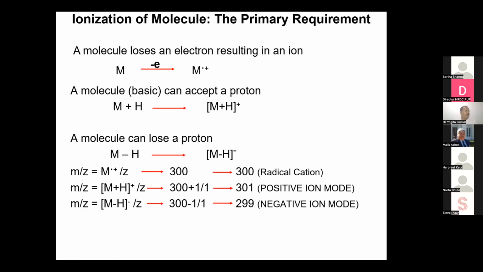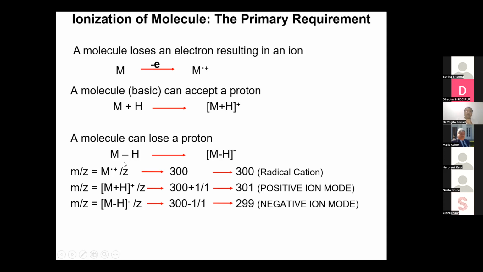A molecule can be ionized in certain ways. One is that a molecule can lose an electron by a certain method, which we will see in subsequent discussion, to form a radical cation. So this radical cation is nothing but an ion, and this ion is detected. A molecule which is basic in nature can accept a hydrogen ion to form a protonated molecular ion. And if a molecule is acidic in nature, it loses a proton to form a deprotonated molecular ion, which has a negative charge.